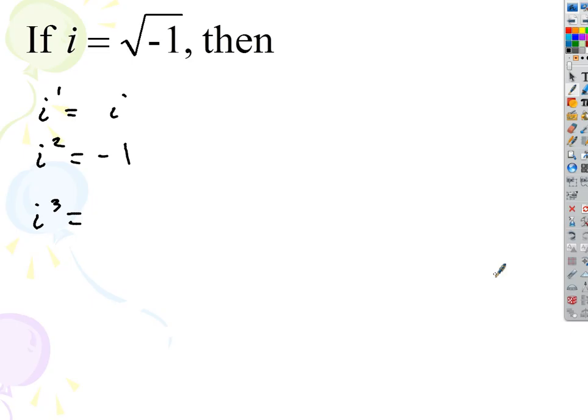Okay, why don't you get out your notebooks? You're going to have to write a couple things down. If you don't have your notebooks, I'll give you a piece of scratch paper. I'm going to have you just jot down a couple of these.